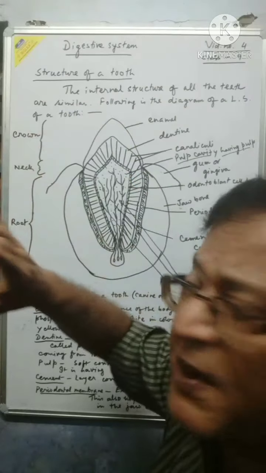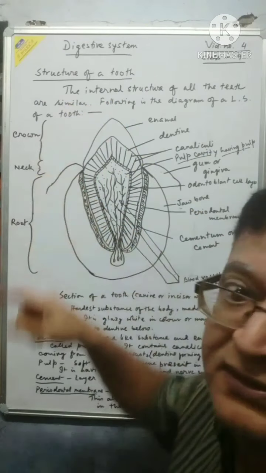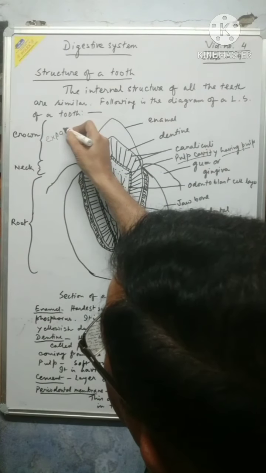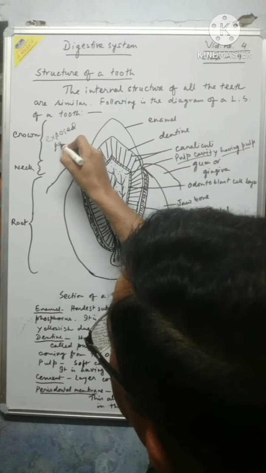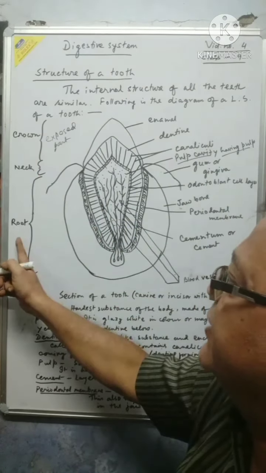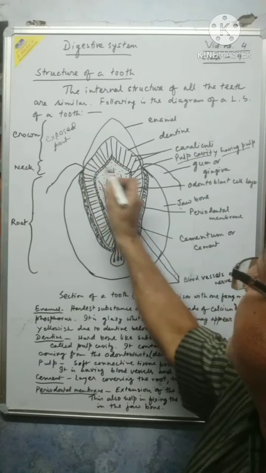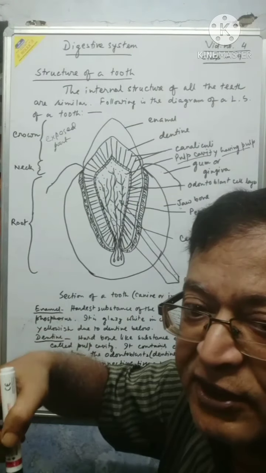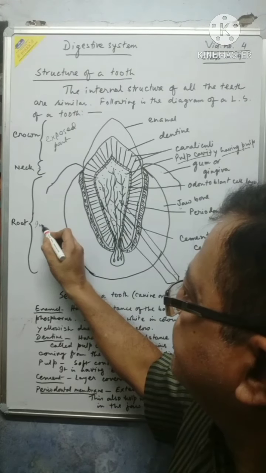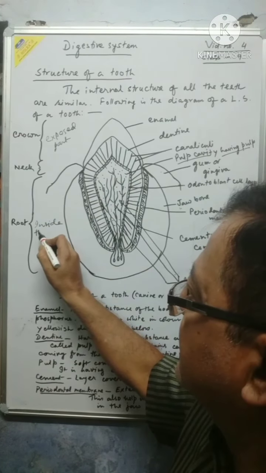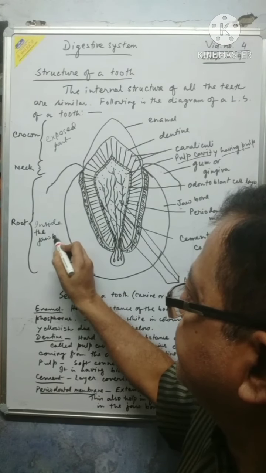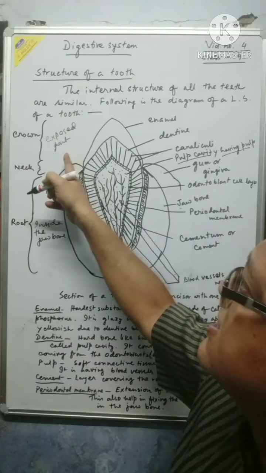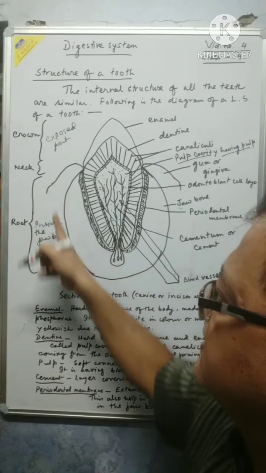It has three basic parts. The crown, that is the exposed part. This is the neck, the junction between root and crown. And this is the portion that is called the root, that is inside the socket of the jawbone. This is the exposed part, crown. This is neck. This is root, inside the jawbone.